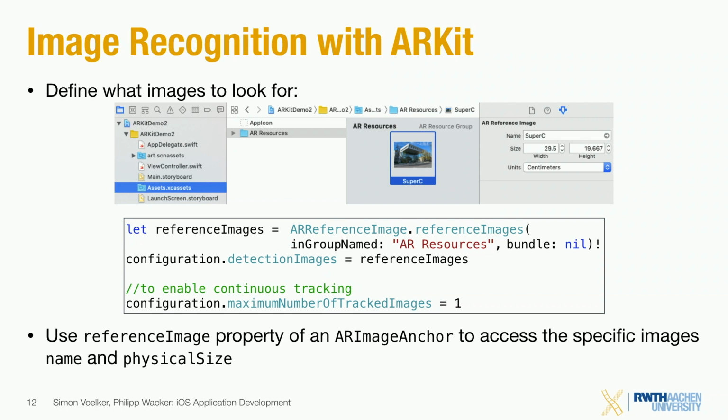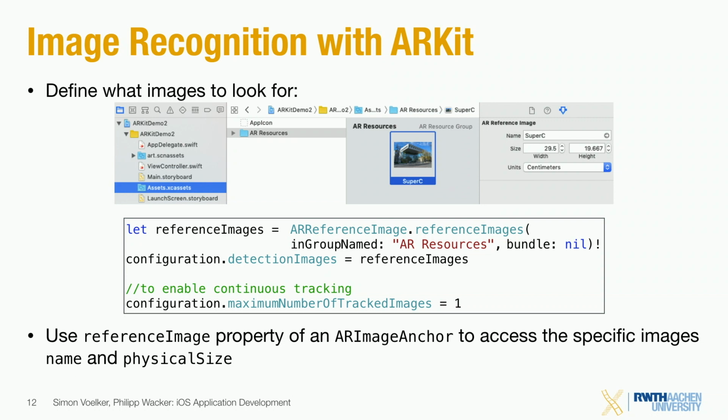And yeah, you specify that for the reference images that you load: the specific group that you put your image into, and add that to the detection images of your configuration, and then it will look for that. And by default, it assumes that the position of this image or this target will not change, so it has a quite low update rate. If you want to track the movement quickly, you can also specify in this property that it should track it more continuously, or how many targets it should even look for.